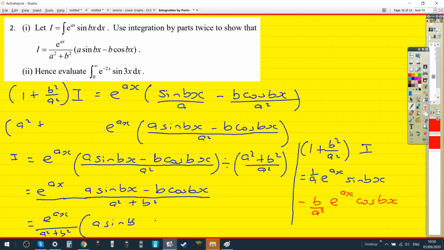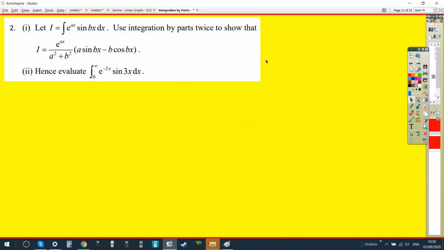A sine bx minus b cos bx. So our first way of doing it was a correct thing, but they wanted it to look like this. That's so confusing. In the exam, you would waste so much time if you did the wrong u and the wrong v. You wouldn't know.